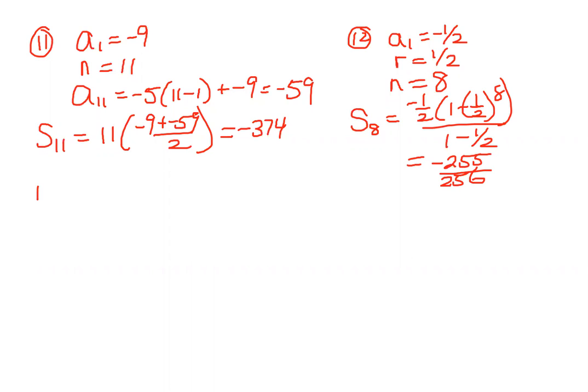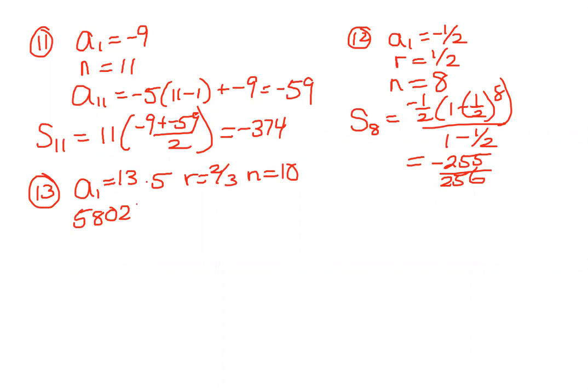Number 13 is geometric. So we only need the first term, and we need R, and we need N. And if you put that all into your equation, ooh, look at this. 58025 over 1458.